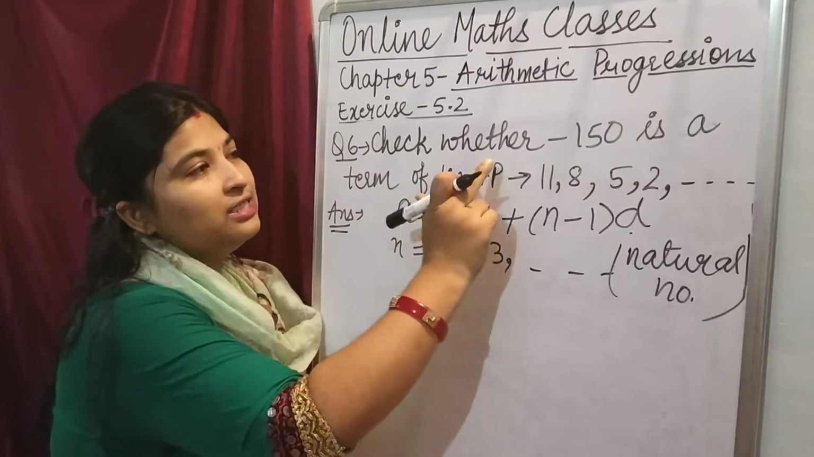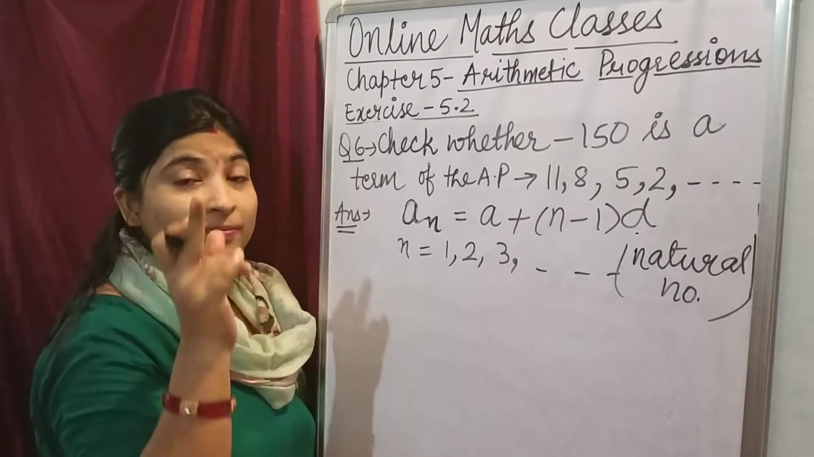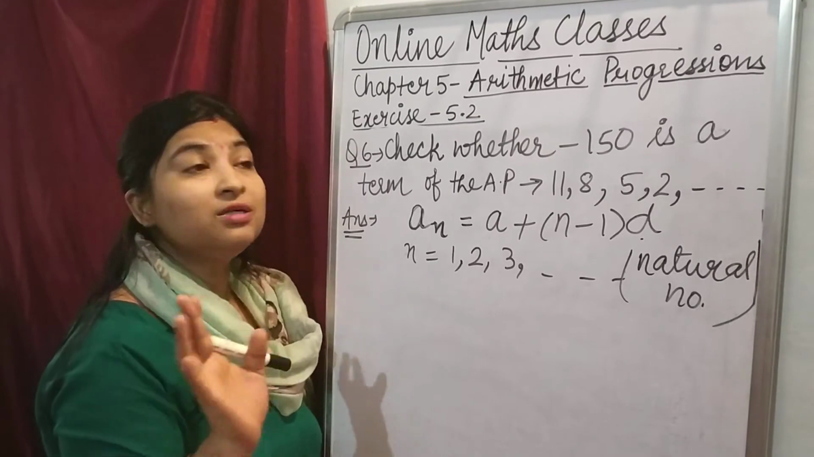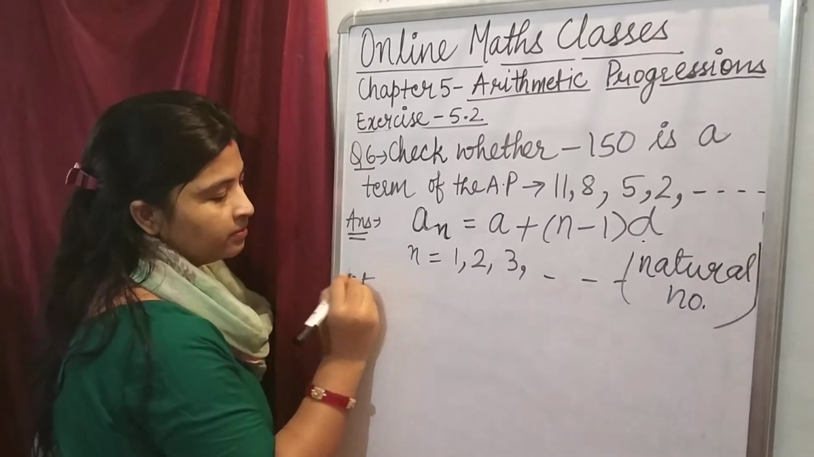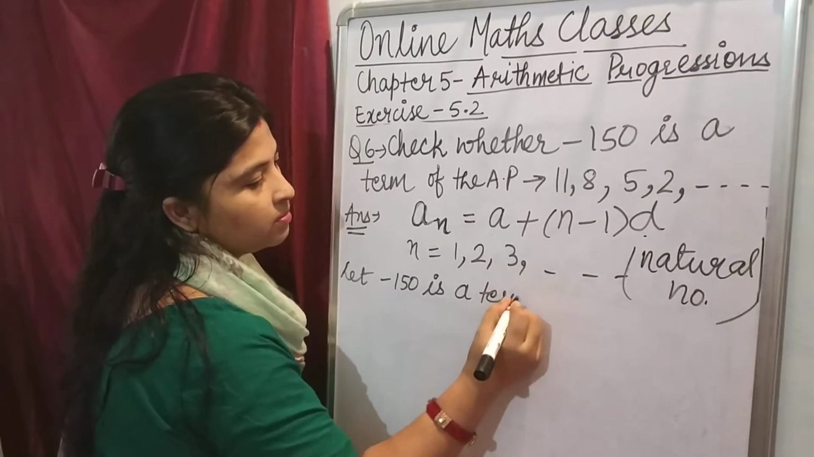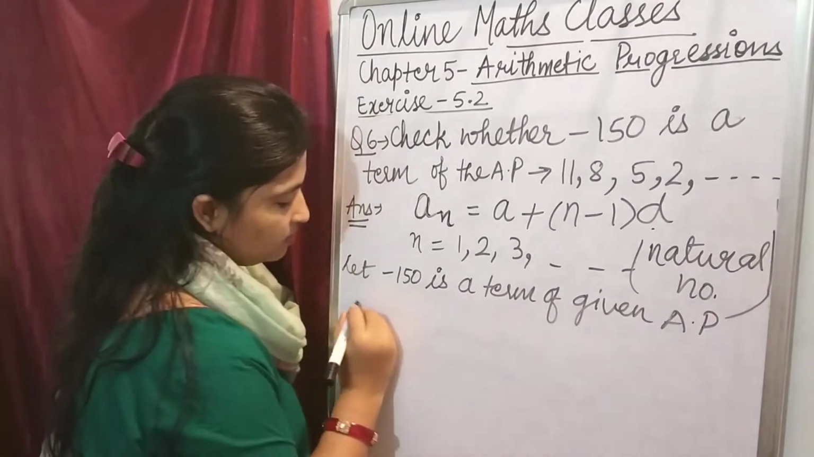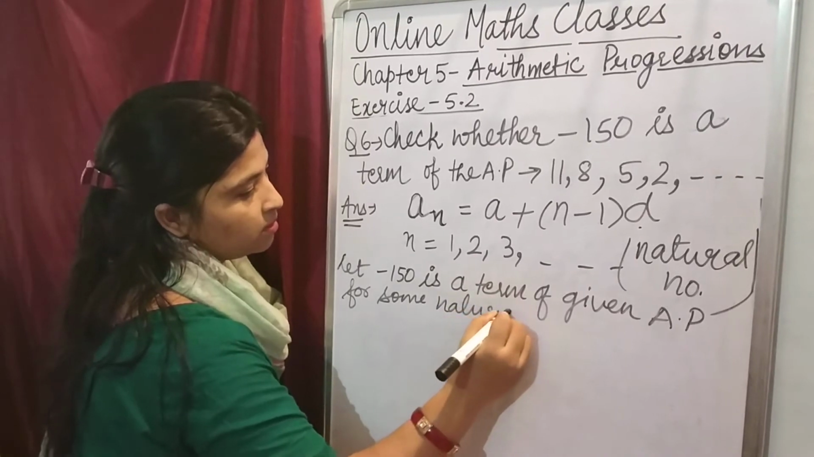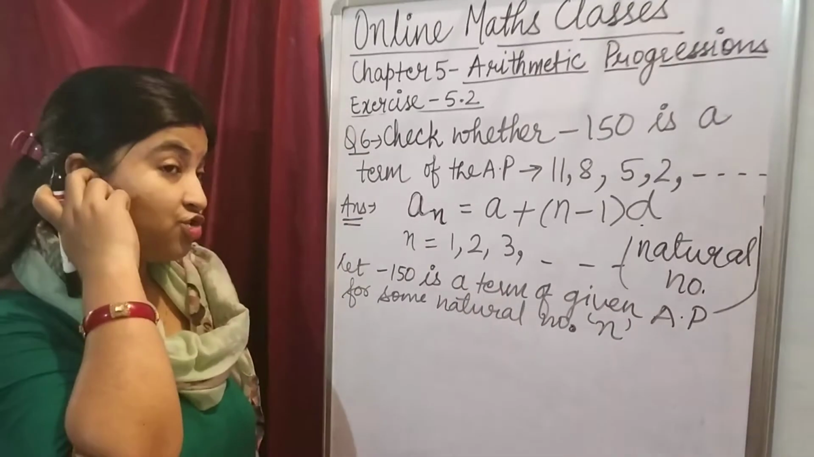So what they are saying is, check whether minus 150 is a term of the AP or not. Minus 150 will be a term if the value of n comes out as a natural number. So how will I check? I will assume that minus 150 is a term of the given AP for some natural number n. If the value of n I get is a natural number, then it is a term.